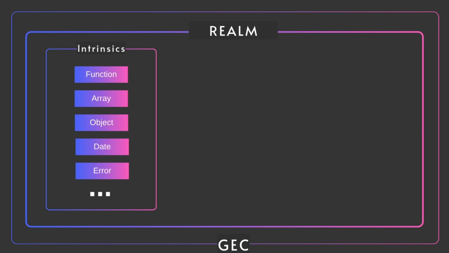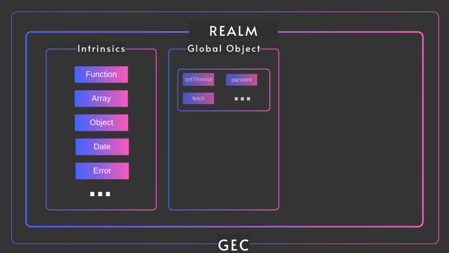As visible, intrinsics contain built-in JavaScript objects like Function, Date, Array, Boolean, and so on. Global object, on the other hand, contains properties and methods, be it built-in or user-defined, like fetch, setTimeout, variables declared with var or function declarations.